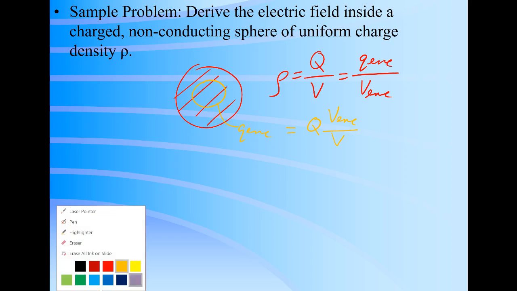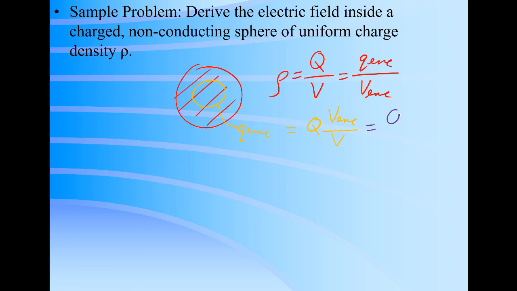And I know that color isn't the best, so I'll just write it like this. So V enclosed is going to be 4/3 pi little r cubed, so that'll be little r. And the sphere itself is, let's call it big R, so that'd be 4/3 pi big R cubed for the volume of the big sphere. So that means that Q enclosed is just going to be big Q little r cubed over big R cubed.